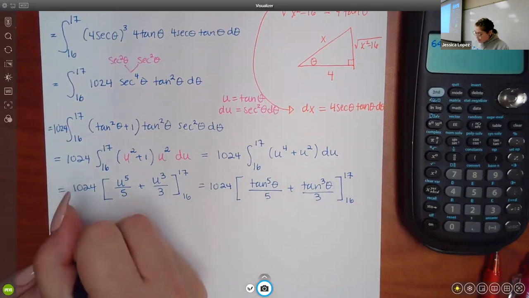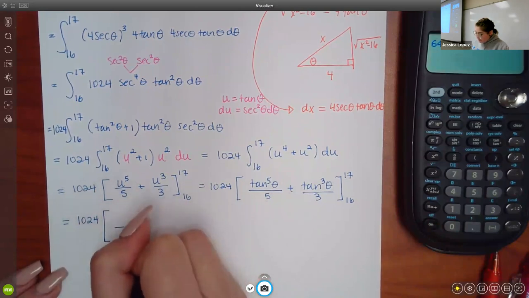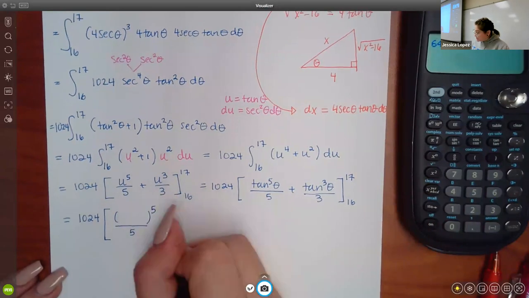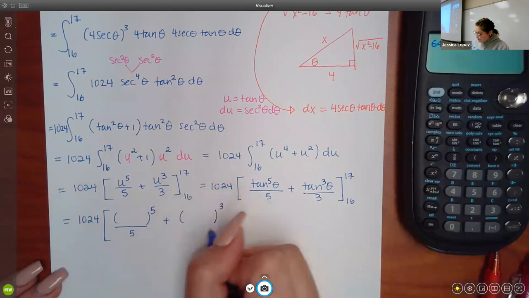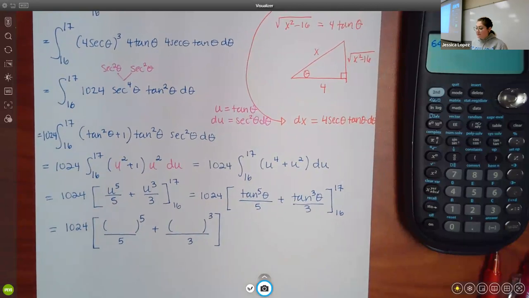Now here's where it gets a little bit weird. We have to plug in something for tangent, okay? And it's going to get raised to the fifth power, whatever tangent is. Something again for tangent and over 3. Now this one we got lucky because we don't have to necessarily look at the triangle, although we could. Tangent is what?